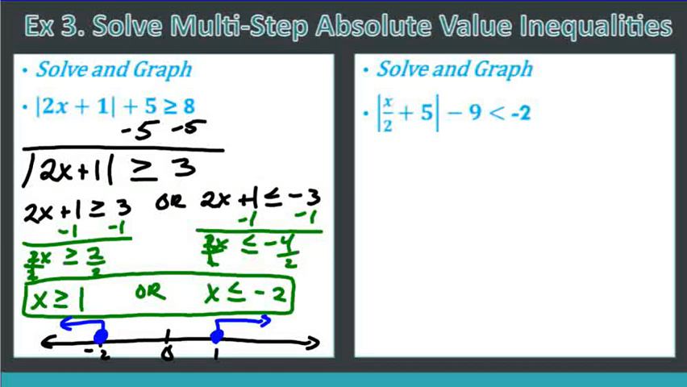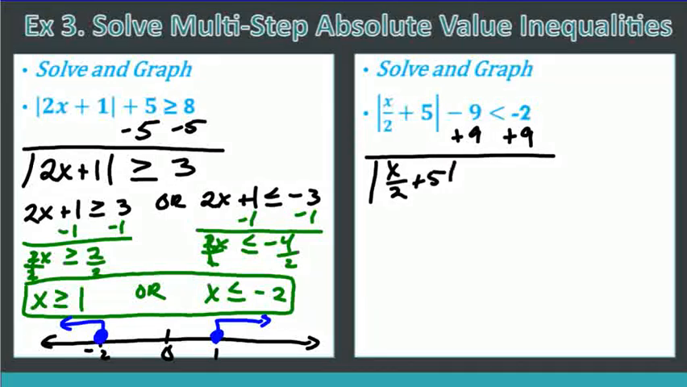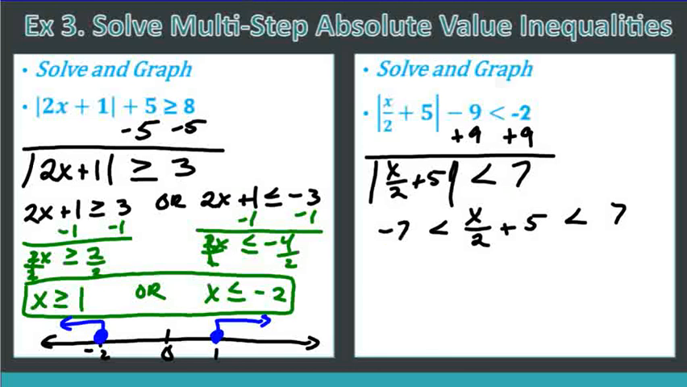Let's try the next one. Here I need to add 9 to both sides. When I do that, I end up with the absolute value of x divided by 2 plus 5 is less than positive 7. When I take it out, because it's a less than, I know I have a conjunction, so I can write the shorter version. X divided by 2 plus 5 is less than 7, but it's also greater than negative 7.